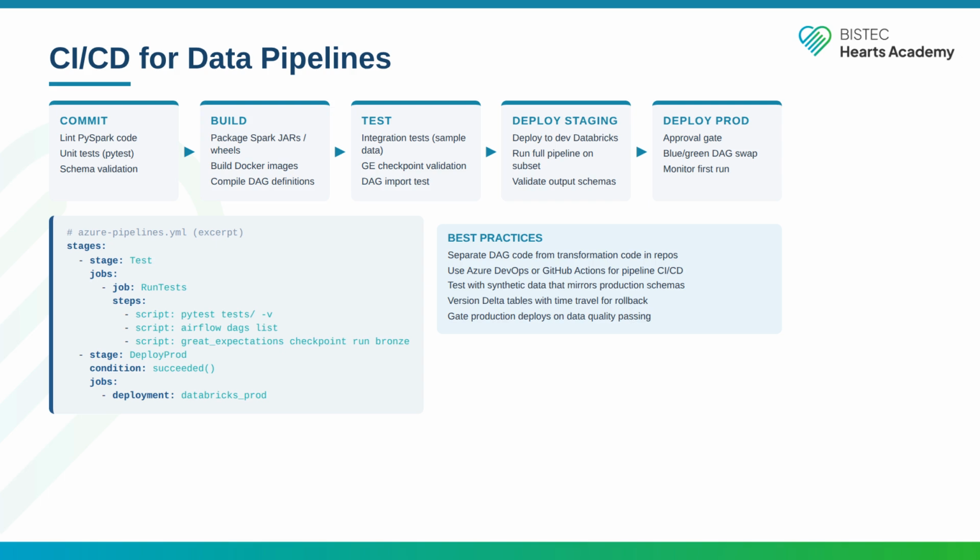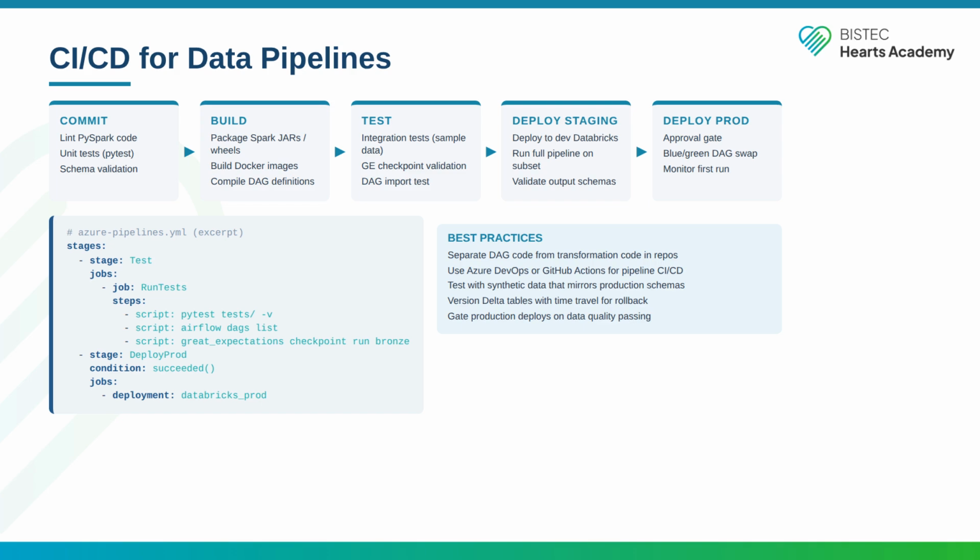Deploy to staging means deploying to a development Databricks workspace, running the full pipeline on a data subset, and validating output schemas match expectations. Finally, deploying to production involves a manual approval gate, a blue-green DAG swap to minimize downtime, and active monitoring of the first production run. The code sample shows an Azure Pipelines YAML configuration. Notice the test stage runs PyTest, validates DAG imports, and executes Great Expectations checkpoints. The production deployment only proceeds if all tests pass.